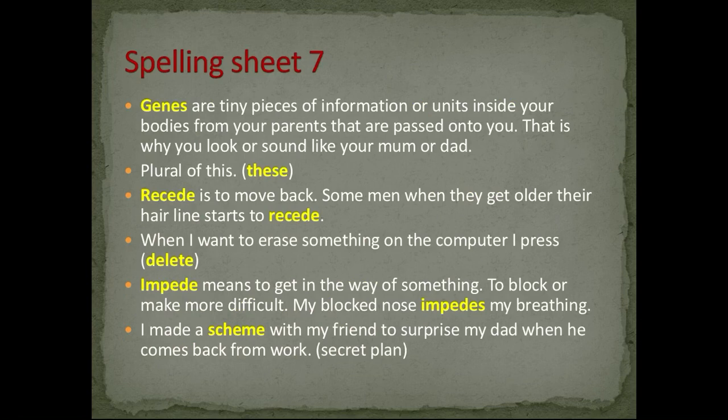Your first word is genes. I'm not talking about the jeans we put on, the trousers, no. Genes here are tiny pieces of information or units inside your bodies from your parents that are passed on to you. That is why you look or sound like your mom and dad. Sometimes we say you got the genes from your dad, that means you look like your dad. Or you got the genes from your mom, that means you look like your mom, okay? So those are tiny units inside your bodies that were passed from your parents to you. That's why you look like them, or sometimes you sound even like them.